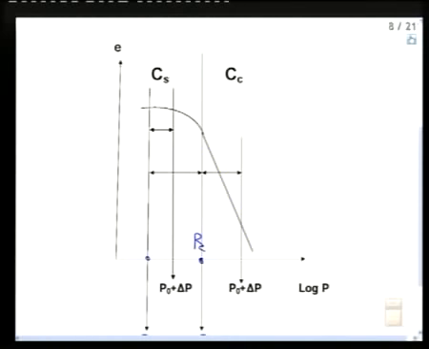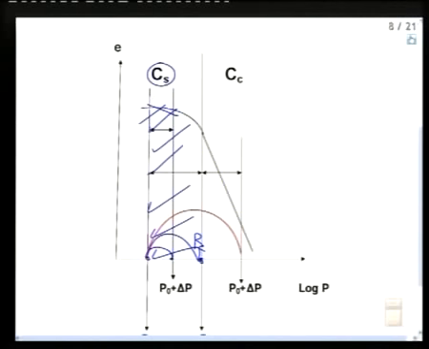So, P naught plus delta P, it gave me P naught plus delta P, right? We are still below PC. Anywhere here. You see? This will be described by C sub S. The other case that we have P naught plus delta P, we exceeded PC, right?